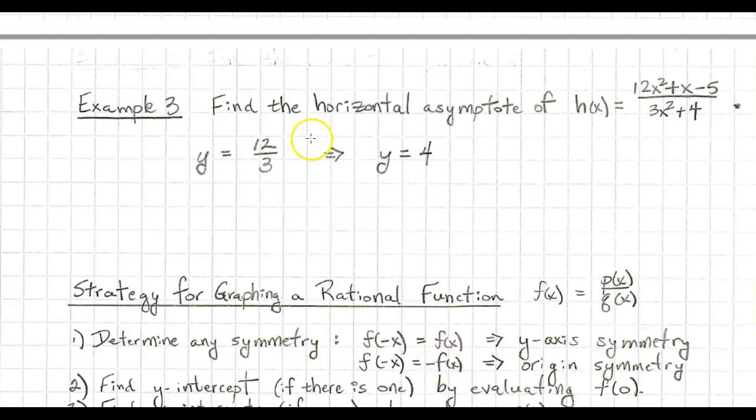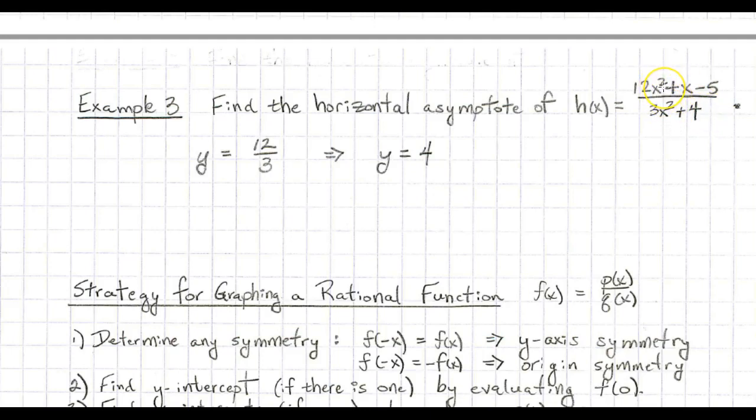All right, example 3. Find the horizontal asymptote of h of x equals 12x squared plus x minus 5 over 3x squared plus 4. First of all, in a problem like this, you would need to recognize that you have a rational function, a polynomial divided by a polynomial. You check the degree of the numerator and the degree of the denominator. You see they're both the same.